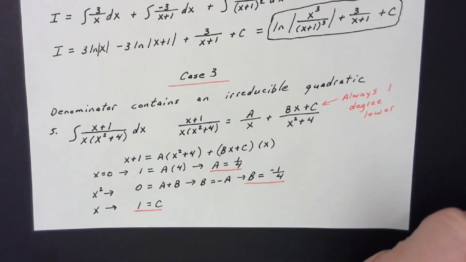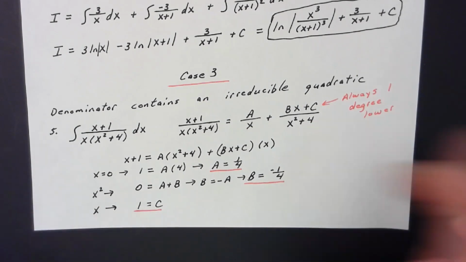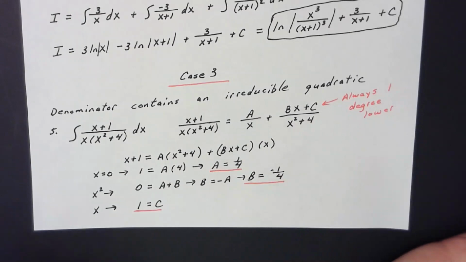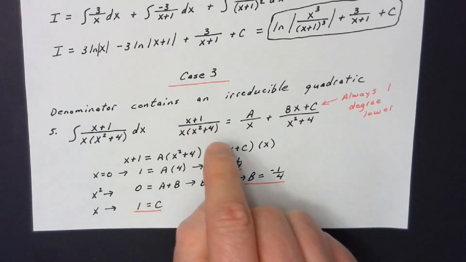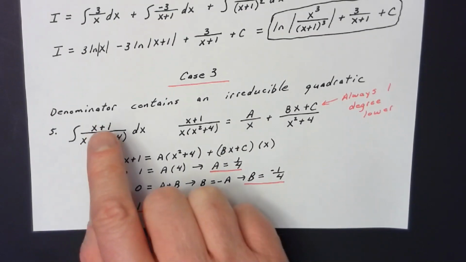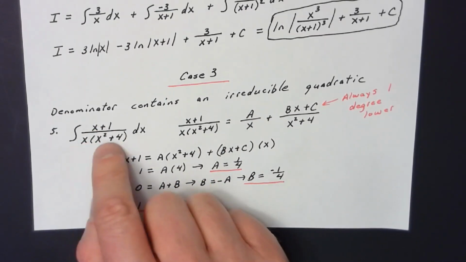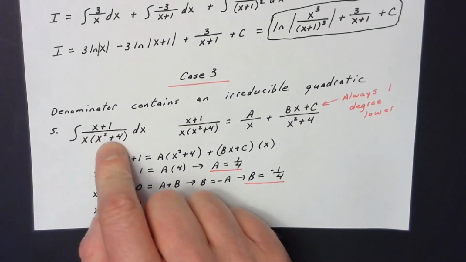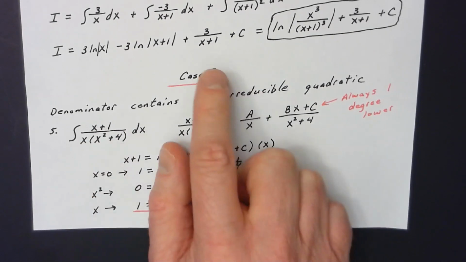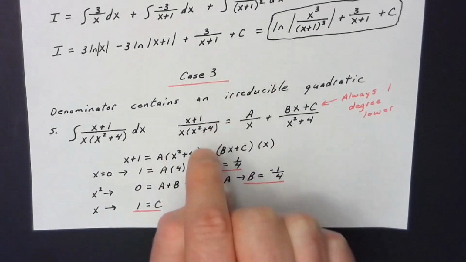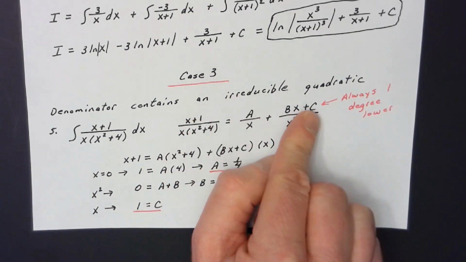It could also be a trinomial like x squared plus 4x plus 7. So it doesn't have to just be a 2-term. It could easily be a 3-term that's just not further factorable. So any irreducible quadratic. Now notice my original problem here, I had x plus 1 over x times x squared plus 4. The difference here in case 3 versus the prior two cases is how you must break it apart.